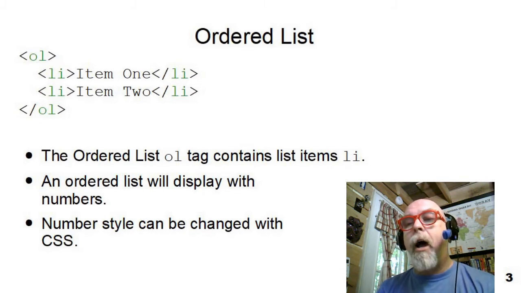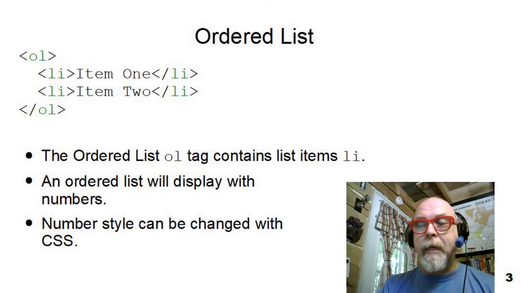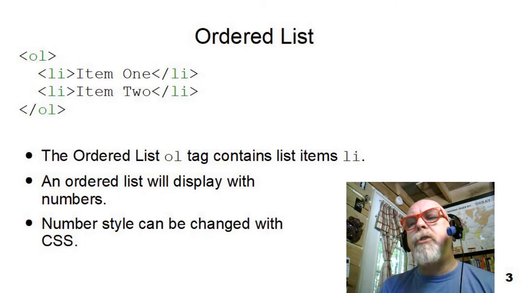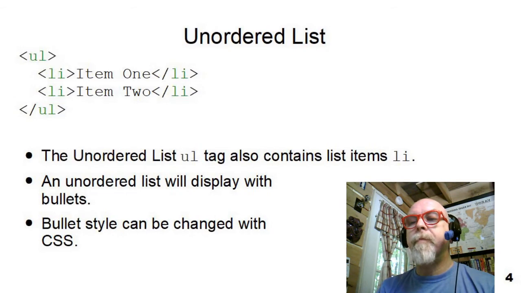Ordered lists are numbered. That's why they're called ordered lists, because they have an order to them and their order is important. You can change the numbering style from the default numbering style with CSS. This presentation doesn't go into that, but you can always look that up.